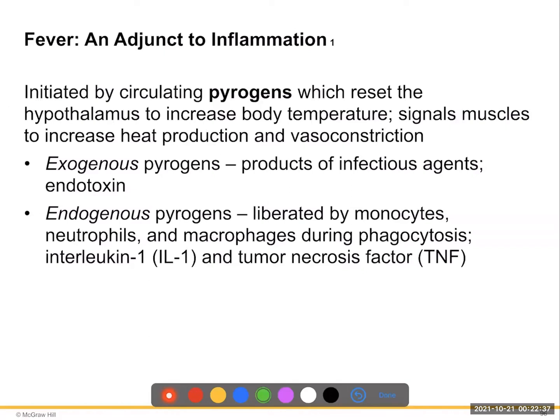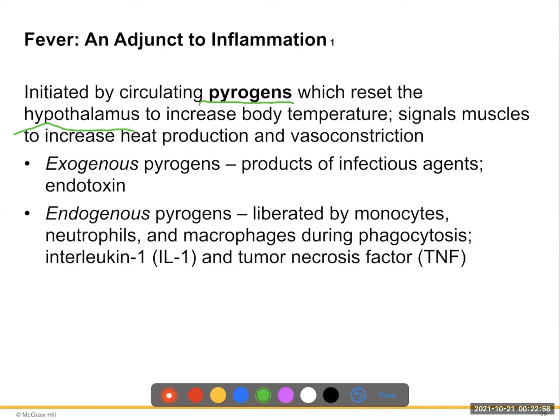Okay. So in conjunction with inflammation, okay, we get circulating pyrogens. Okay. These pyrogens reset the hypothalamus. Remember, the hypothalamus creates a homeostasis, allowing the body to maintain a certain body temperature, pH, etc.